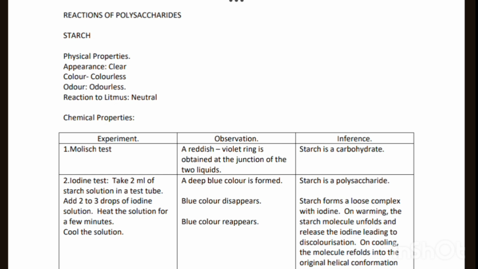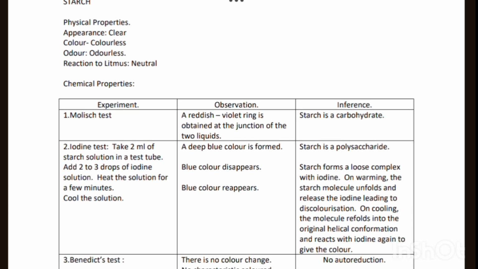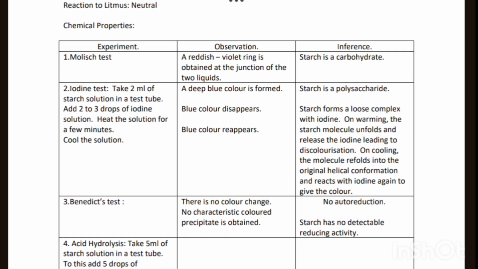For starch, the physical properties: appearance will be clear, colorless, odorless, reaction to litmus neutral. Coming to chemical properties, Molisch, yes it will give because it's a carbohydrate. Iodine, yes it will give. Take 2 ml of starch solution in a test tube, add 2 to 3 drops of iodine solution, heat the solution for a few minutes. When you just add iodine, it will become deep blue. So you can say starch is a polysaccharide.